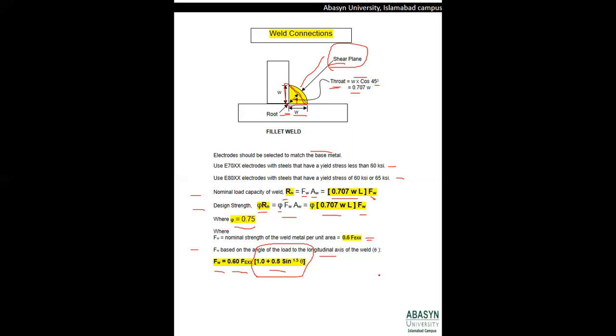First, we should find the value of the nominal load capacity of R, and then we will multiply it with the factor of safety. And in order to find the value of this force Fw, that is the nominal strength of the weld per unit area, we will use either the formula 0.6 Fexx or 0.6 Fexx into (1 plus 0.5 sine to the power 1.5 theta).